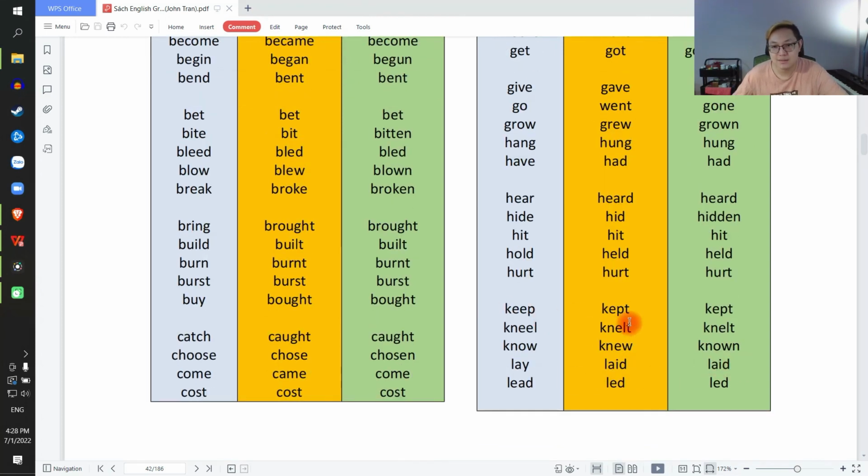Keep, kept, kept. Kneel, K, N, N thắng thế. So basically K and N will dominate. So kneel, so K is a silent sound. Chứ K sẽ là âm câm, âm không, âm yên lặng, không nói, không phát âm. Kneel, knelt, knelt. Know. Lay, laid, laid. Lead, led, led.